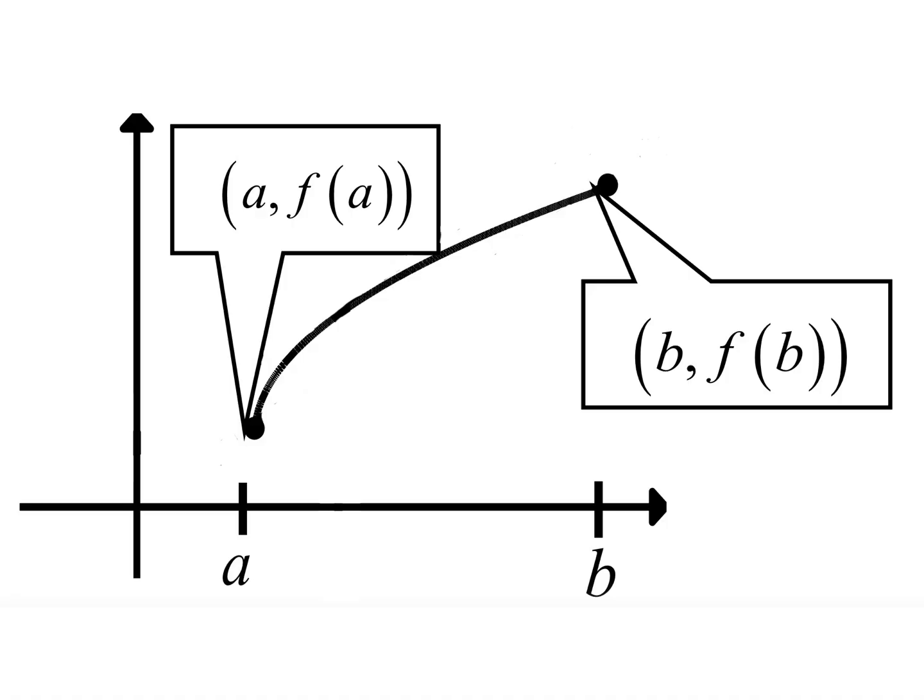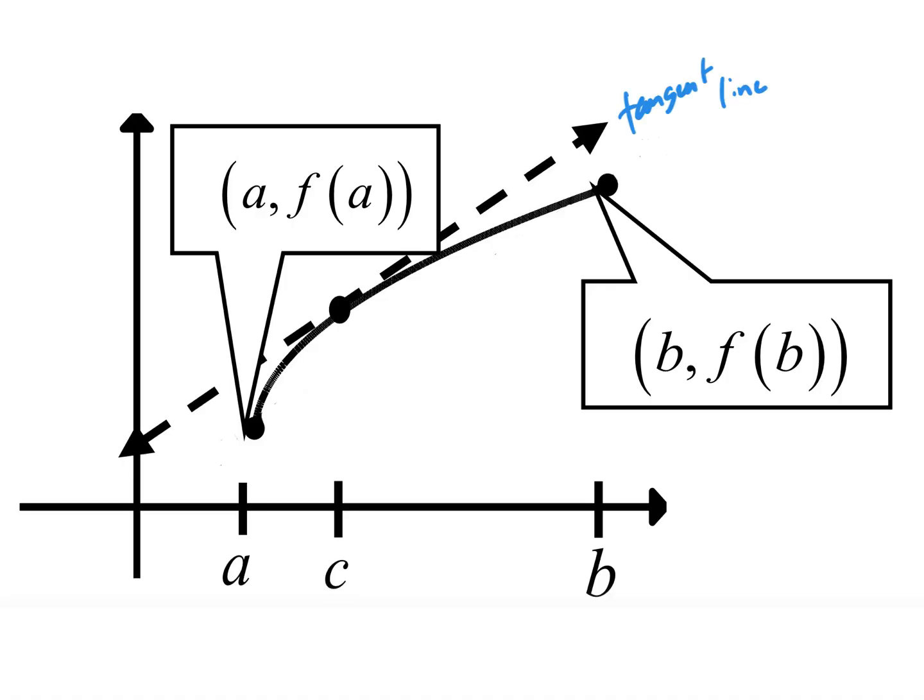Now, from this curve, I have two endpoints. It is continuous, it is differentiable. All right? Now, there's going to be a place on this line, and you're going to have to draw this in. There's going to be an x value c.